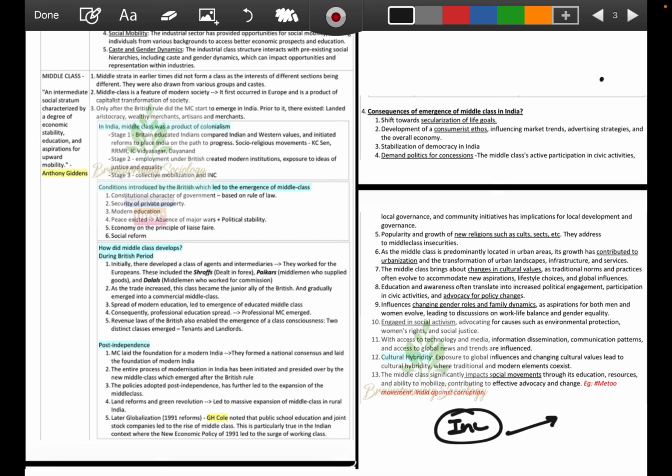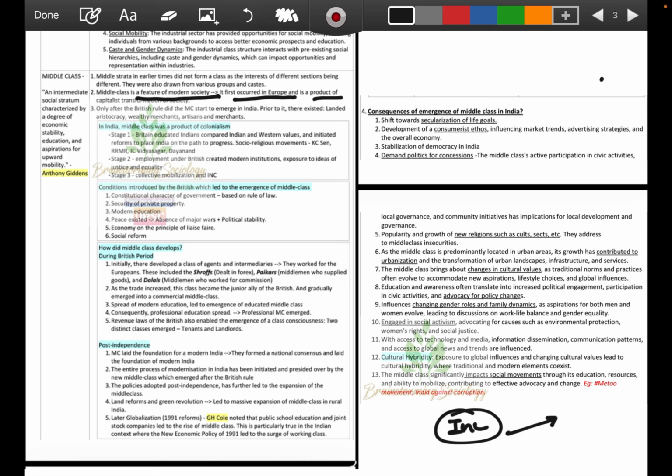So I'm not going into the deep knowledge about it. Just see how that has emerged, how it has gone in and around, and then how it developed and how it is facing the consequences and everything. Just have an overview. So for this overview, let's talk about how that had developed. Is it the concept of India? No. Middle class is a feature of modern society. It first occurred in Europe and it is a product of capitalist transformation of the society.